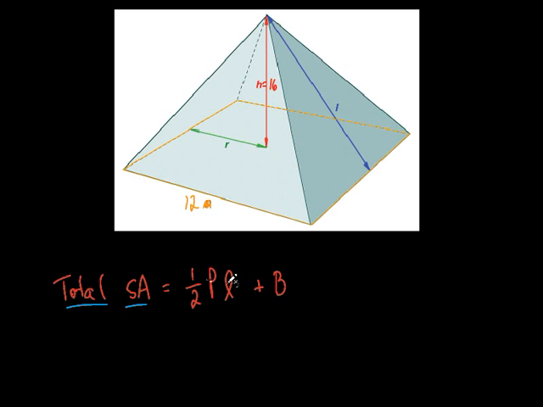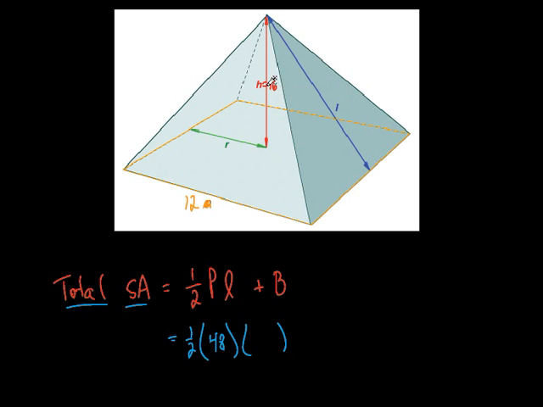So we got to go 1/2 PL. All right, well, I know what 1/2 is. It's 1/2. Okay, I know P. I can figure out P pretty easy. 12, 12, 12, 12 times 4, which is 48. So that's pretty easy. Do I know the L? Sorry, the L is the slant height. Do I know the slant height, the L?